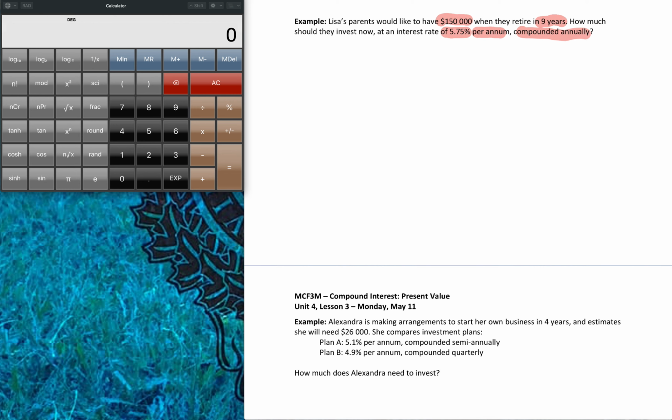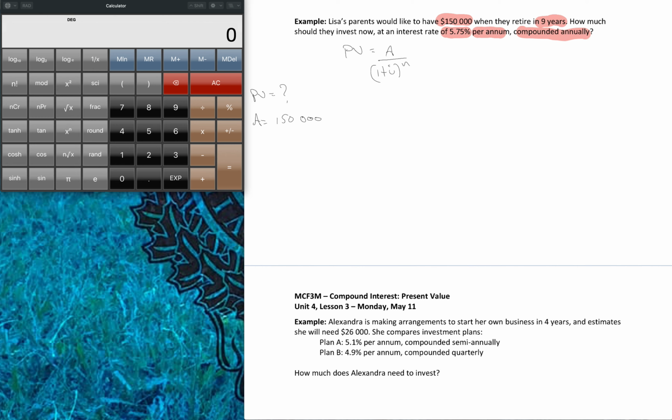I know, because I'm in this lesson, that I'm going to probably use the present value equation, and that's going to be equal to A. You can choose whichever of the two you want. I'm going to pick the one that's 1 plus i to the power of n, just for simplicity. Now I can do my list of knowns and unknowns. PV is obviously the thing I want to know. A is going to be the 150,000 that I want to have at the end of the 9 years.